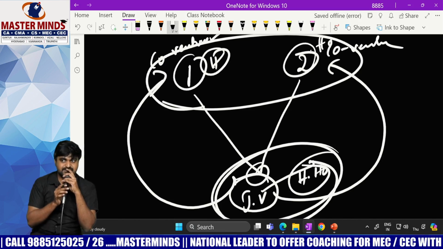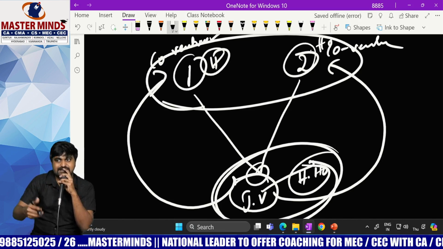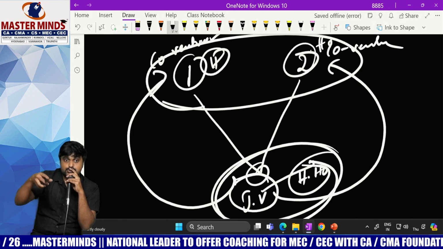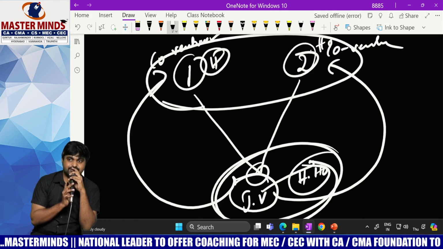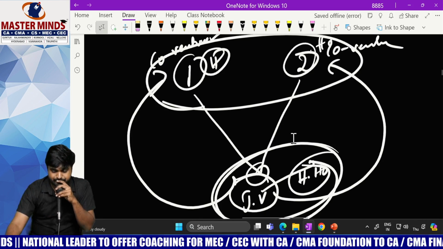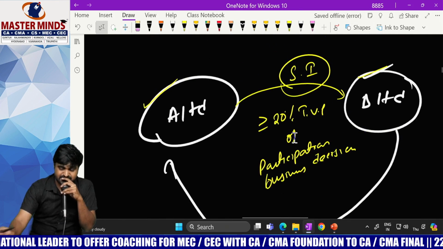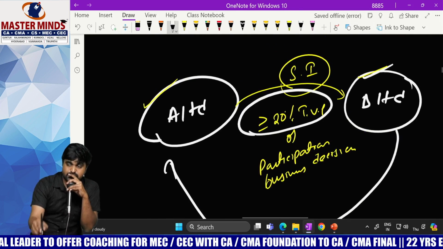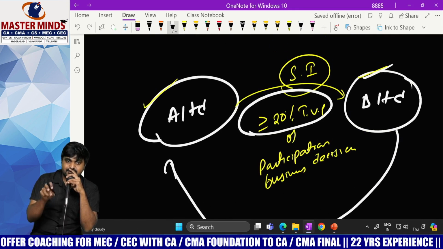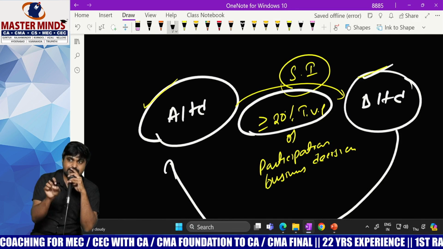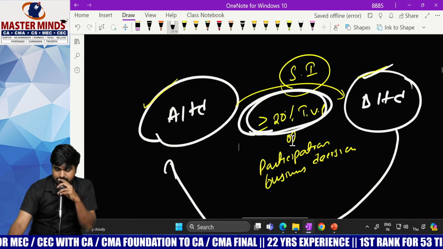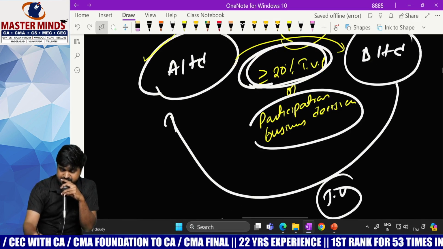So what is the first way? By having significant influence over the other company. What is the second way? When the second company is a joint venture to the first company. Then also it will be called an associate company. So having significant influence means having at least 20% of total voting power. At least means greater than or equal to 20%. Or participation in business decision.